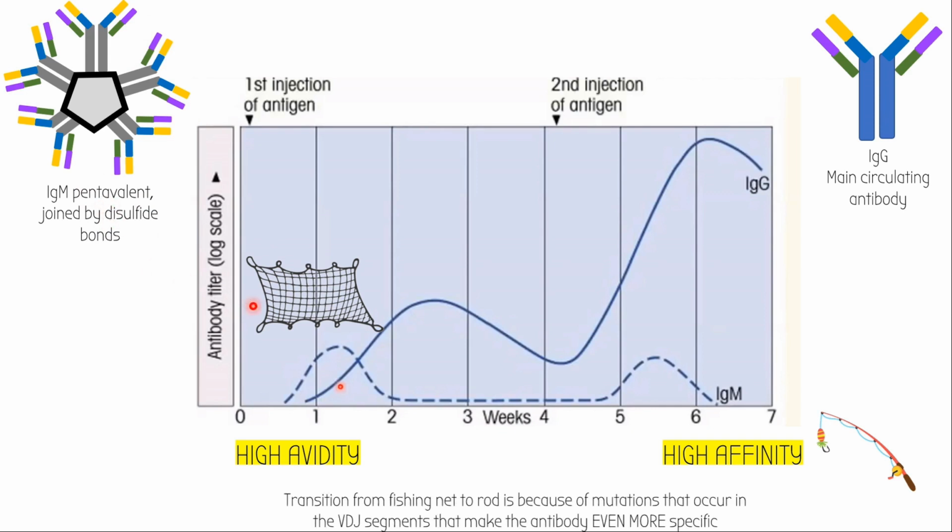And later on, your body has time to study the antigen, study the bait, study what kind of bait is needed, and then make a very specific kind of fishing rod, and that comes through your IgG. So this transition from your IgM to your IgG occurs because of mutations in the VDJ segments that make the antibody even more specific. Your body takes time to study what makes that antigen bind really tightly to the antibody. This is a process called somatic cell hypermutation.